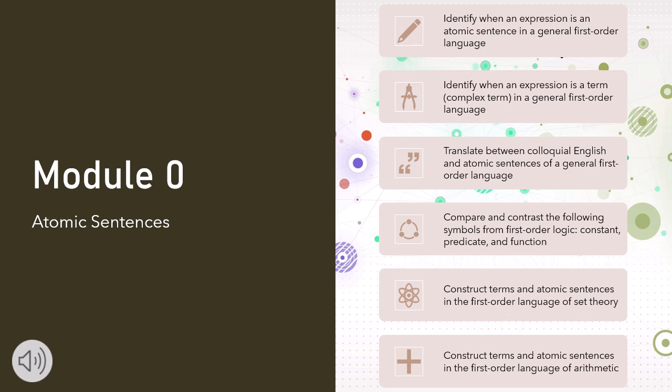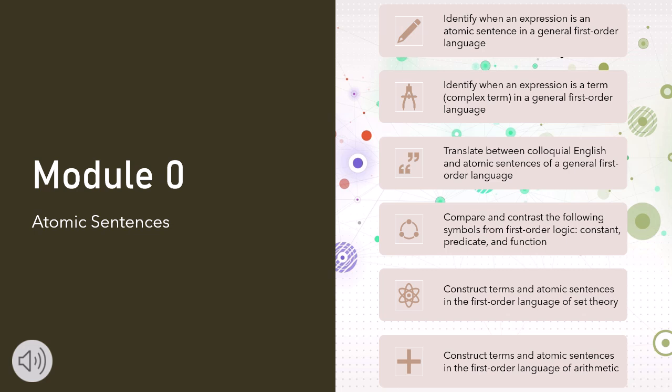And notice I'm saying general here because it really depends on how you specified your language. So first order logic is a collection of languages, and you have to specify the details of that language before you can get started. So whether or not something is an atomic sentence or a complex term or a term will depend on how the first order language has been specified.